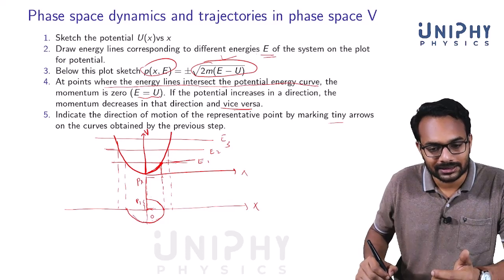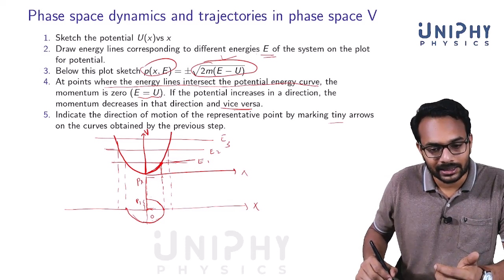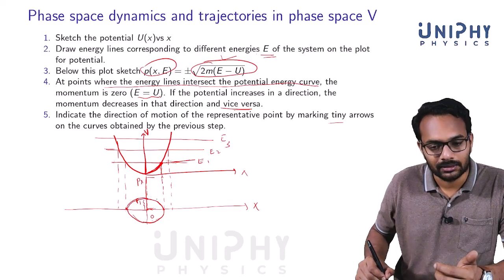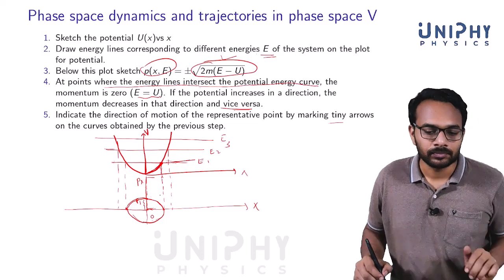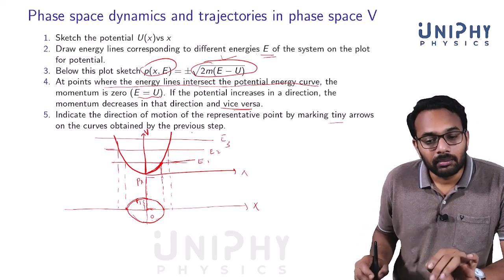Again, the potential starts increasing and the momentum starts decreasing, and at this point the momentum becomes 0. Then the direction is reversed and again it goes like that, because now the potential is decreasing. When you go from here to here, the potential is decreasing and the momentum increases and it reaches here. This is supposed to be an ellipse. Now, thus indicate the direction of motion of the representative point by marking tiny arrows.